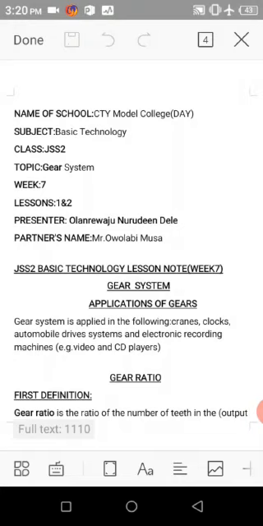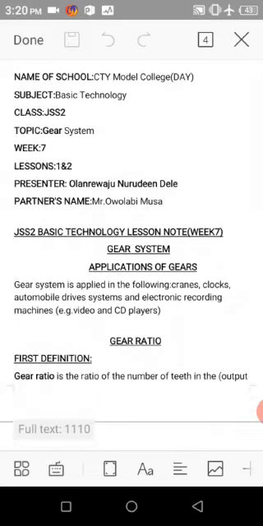As the term is running to an end, our scheme of work is also being gradually exhausted. So the last topic that we are going to discuss for this term is the gear system. It is just the subtopics under that major topic, gear system, that we are going to be discussing for about 4 weeks, because it's an extensive topic.